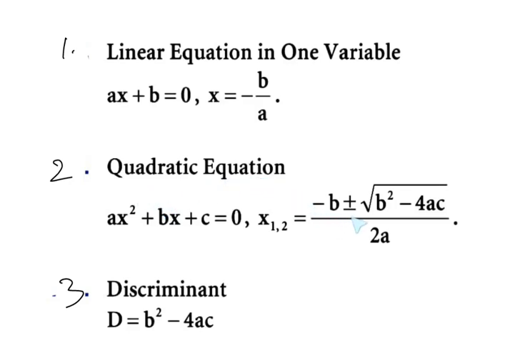Take x1 equal to plus and x2 is minus. And here the b^2 - 4ac is called discriminant. That is b^2 - 4ac, we can denote it as D equal to b^2 - 4ac.